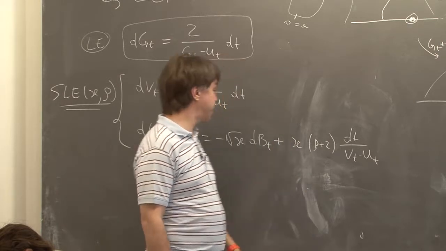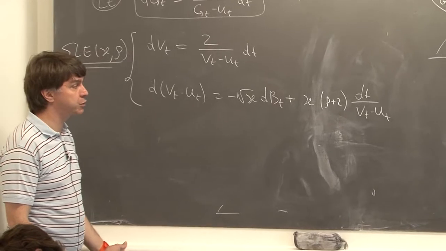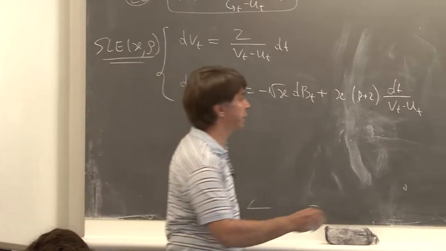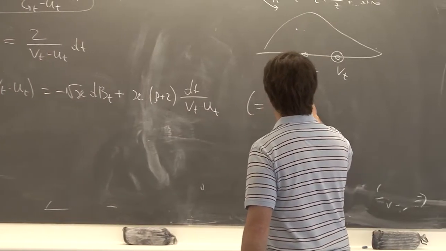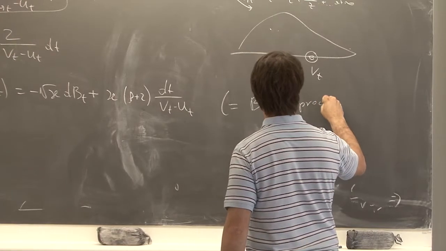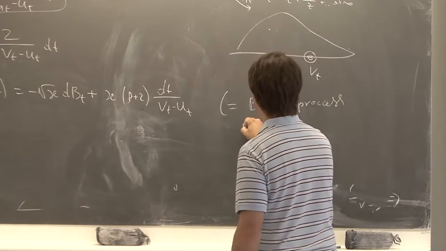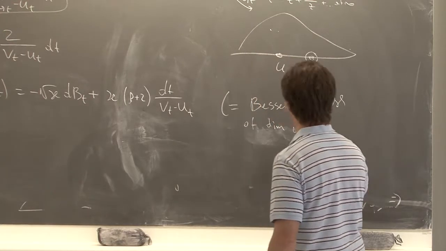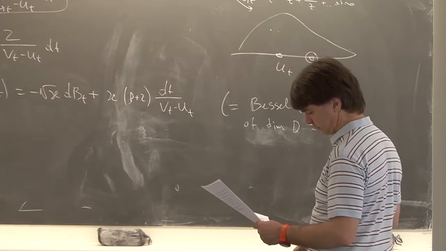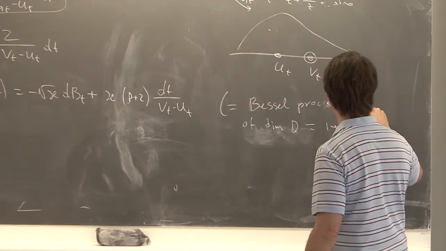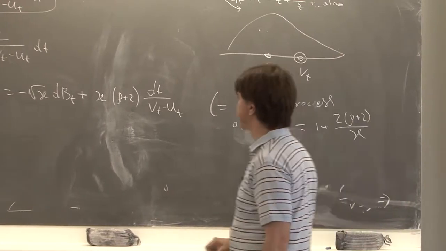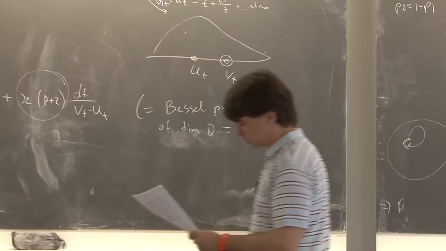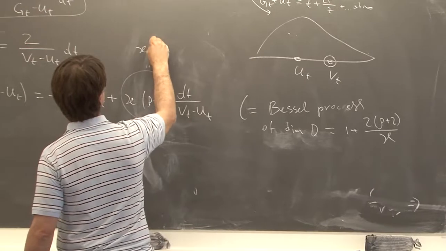That's it. So essentially this means that we have here what is called the Bessel process. So you know the Bessel process. This is a Bessel process of dimension d equal to 1 plus 2 (rho plus 2) over kappa. So basically this coefficient tells us, this coefficient can also be written as kappa (d minus 1) over 2.